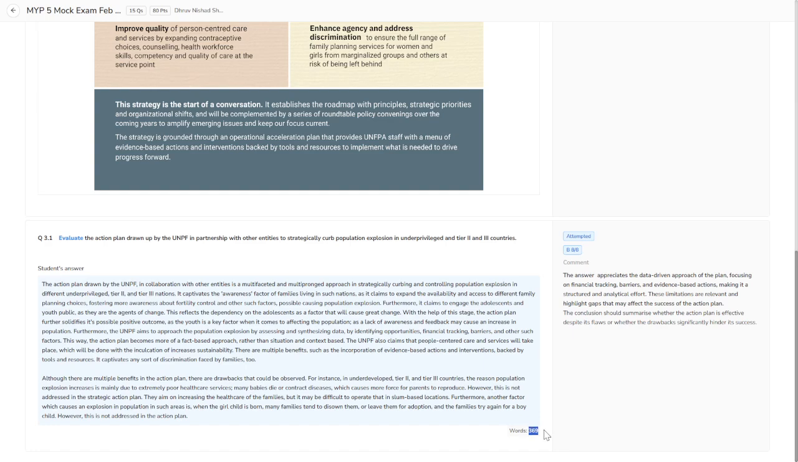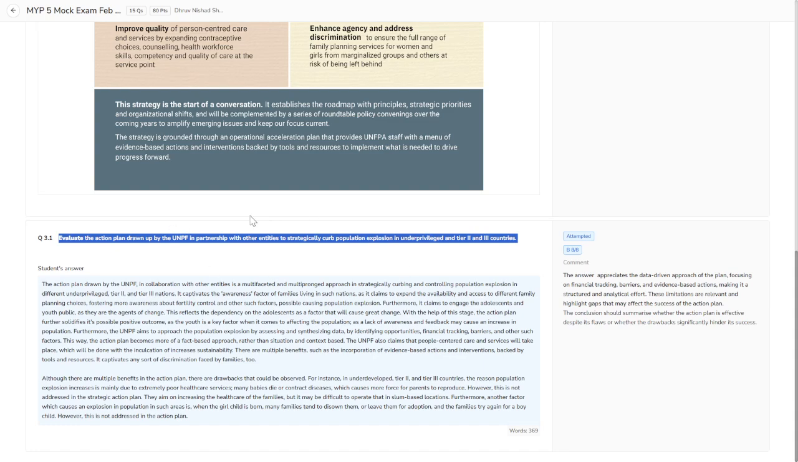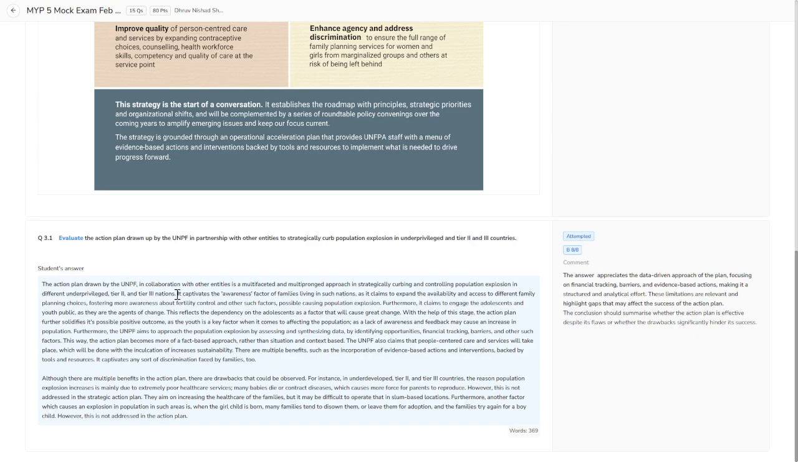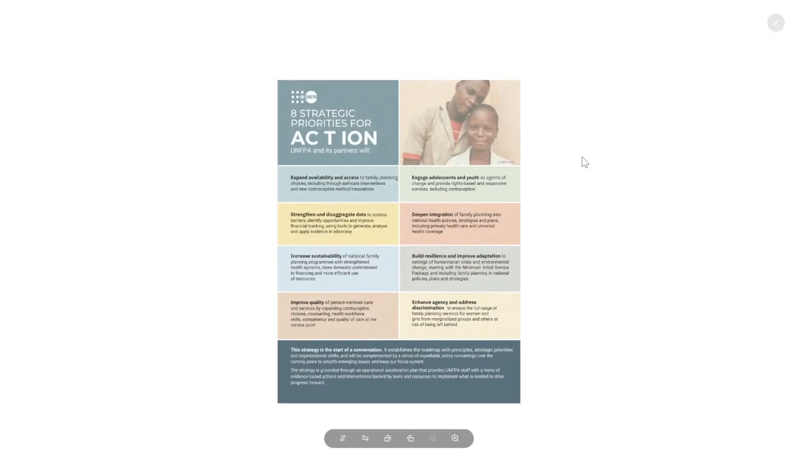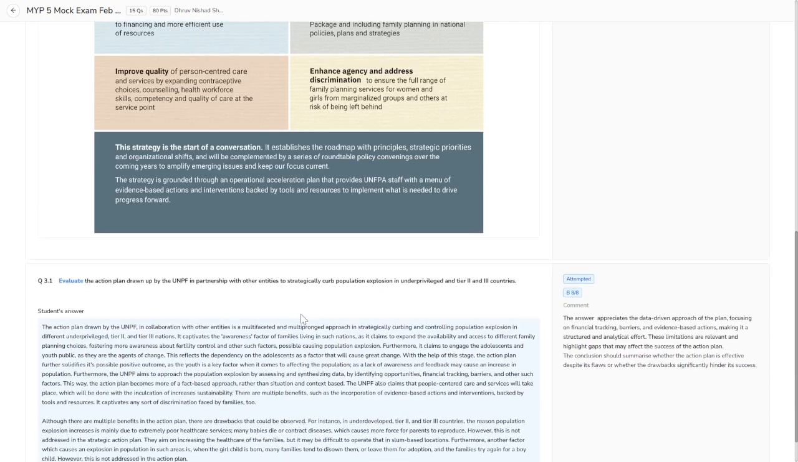So I wrote around 370 words. First, I wrote a short and brief introduction. The action plan drawn by the UNFPA in collaboration with other entities is a multifaceted and multi-pronged approach in strategically curbing and controlling population explosion in different underprivileged tier 2 and tier 3 nations. So I just elaborated the question. Then I started on the first one, and I made my way down.